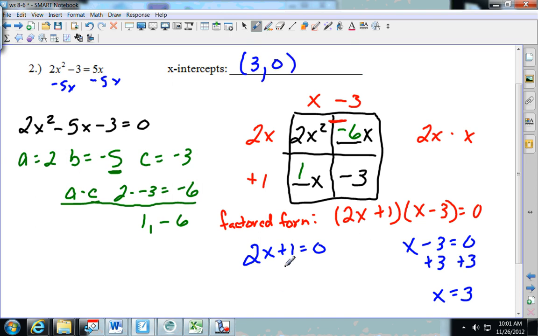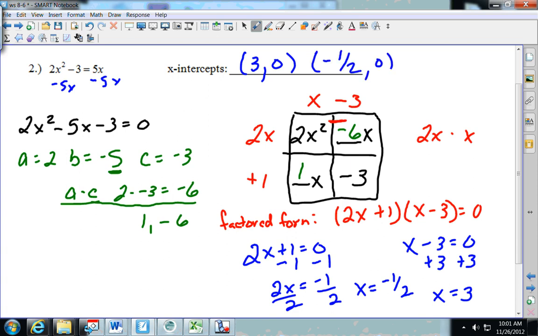This one here, subtract 1 from each side. 2x equals negative 1. Divide by 2. X equals negative 1/2. The other one is (negative 1/2, 0), or (negative 0.5, 0).